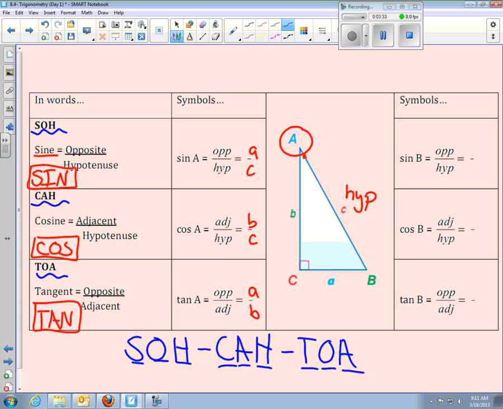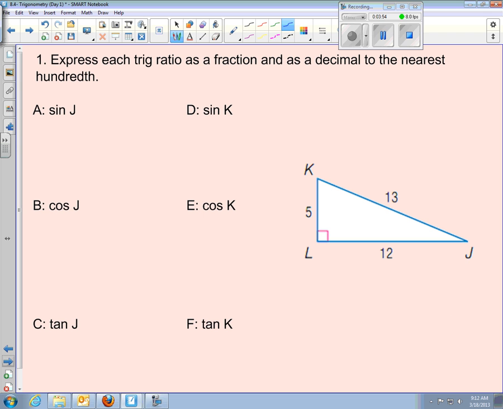All right, so next I'm going to have you guys do the other column for tomorrow. It's going to be referencing angle B. So let's just decide together. The one across from it is going to be our opposite, and the one next to it is going to be our adjacent. So go ahead and try those trig ratios out for yourself. Let's go ahead and try this one. It says express each trig ratio as a fraction and a decimal. So we're going to have two answers here, to the nearest hundredth.